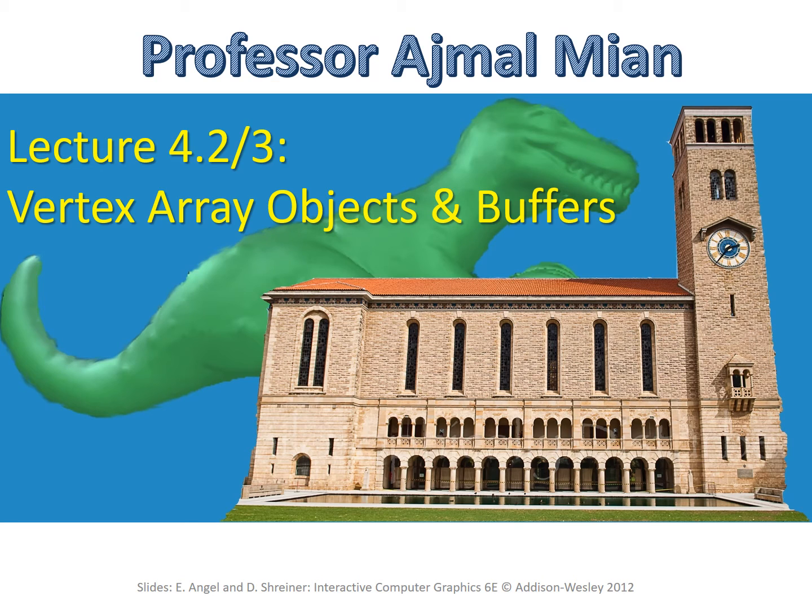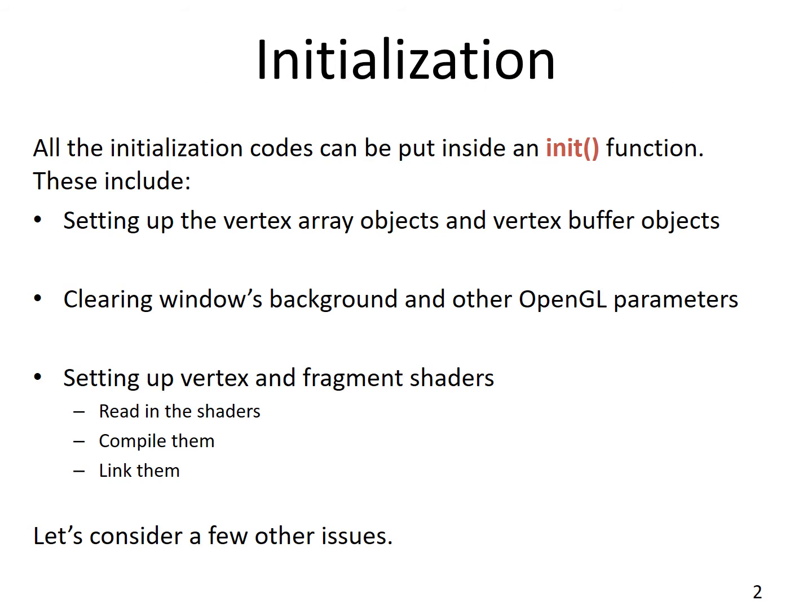Let's have a closer look at vertex array objects and vertex array buffers. Vertex array objects and buffers are defined in the initialization function. Basically, all the initialization code can be put inside the init function. These include setting up the vertex array objects and vertex array buffer objects, clearing of the window's background and other OpenGL parameters, setting up vertex and fragment shaders, which is reading in the shaders, compiling them, and linking them.